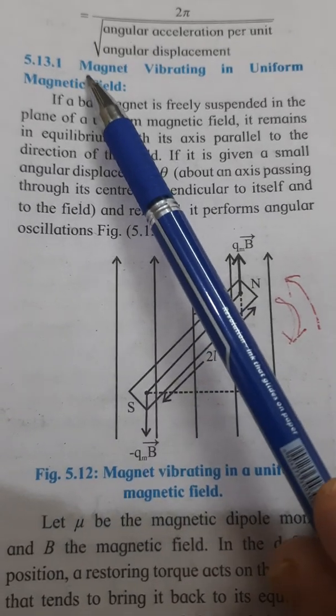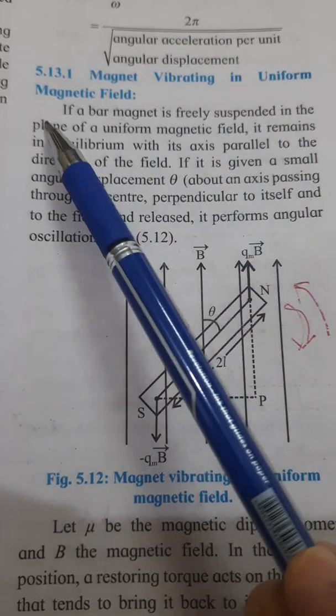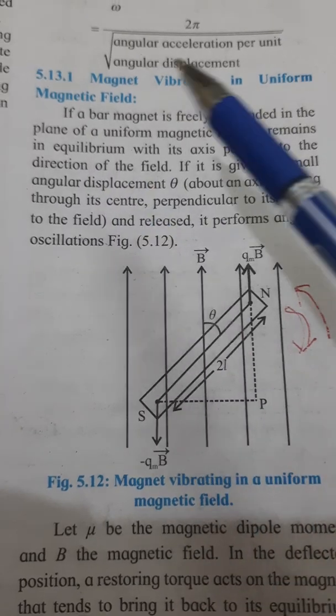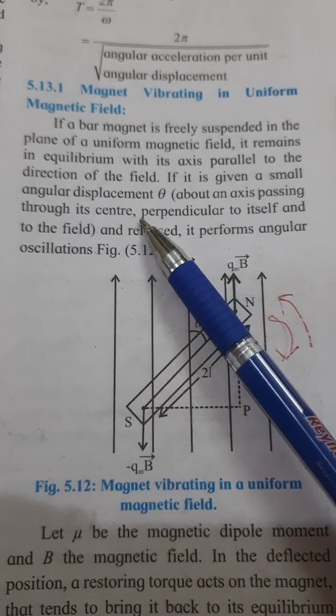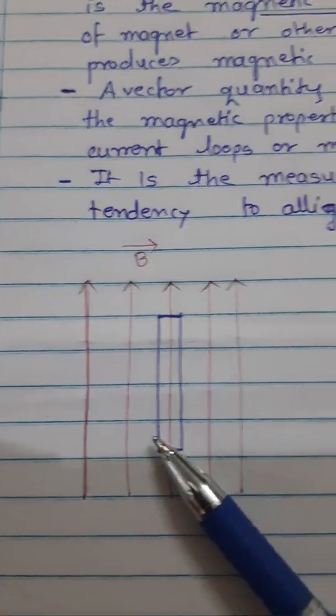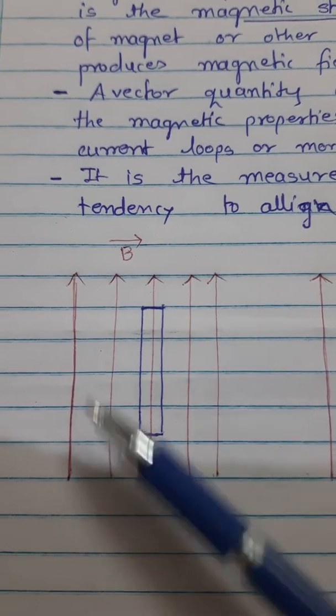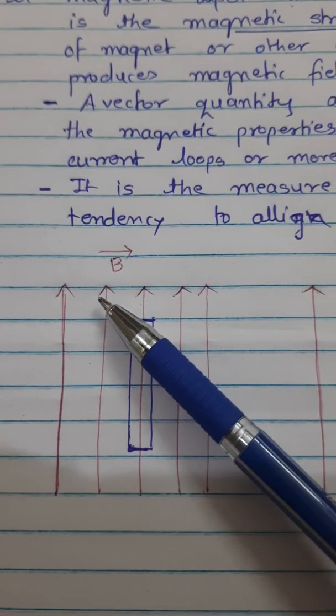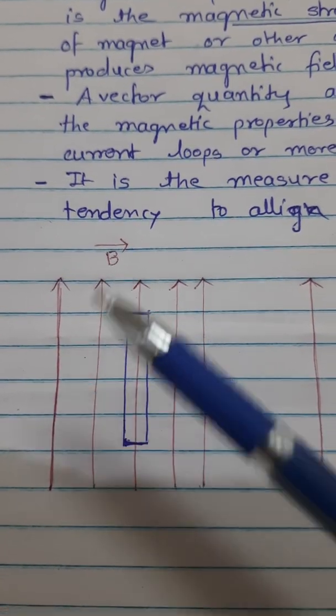Hello friends, today's topic is a magnet vibrating in a uniform magnetic field. In this video, we will learn what happens when a magnet is initially in an external magnetic field. The red line indicates the external magnetic field.